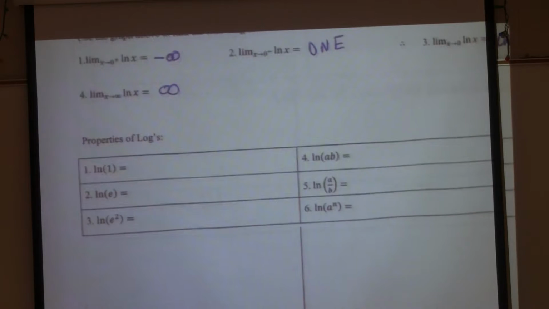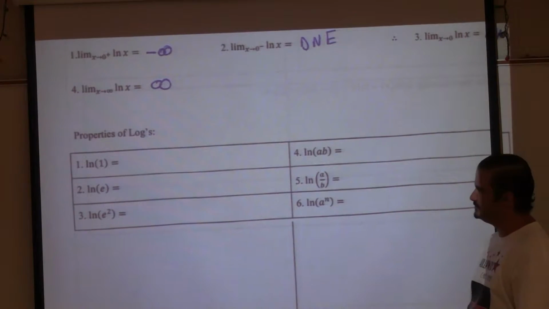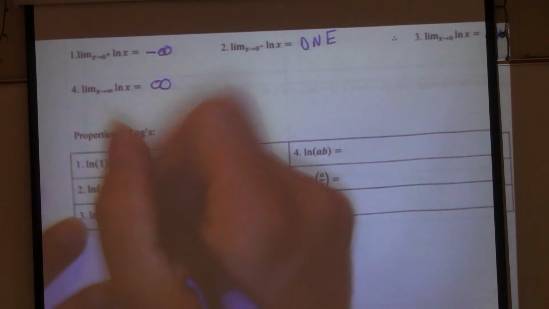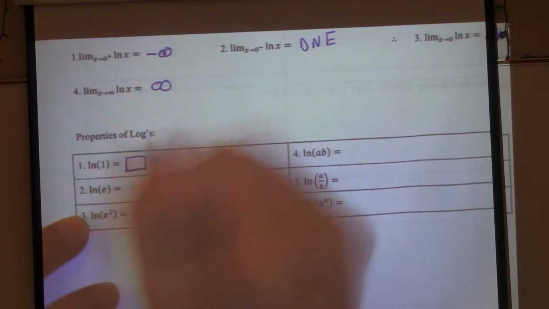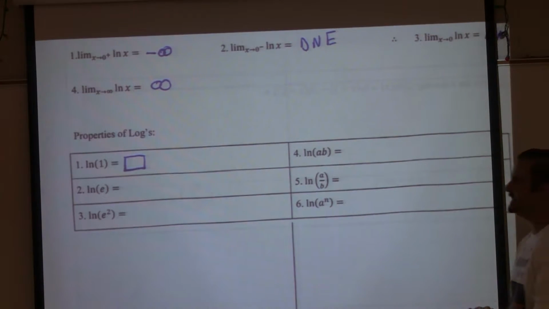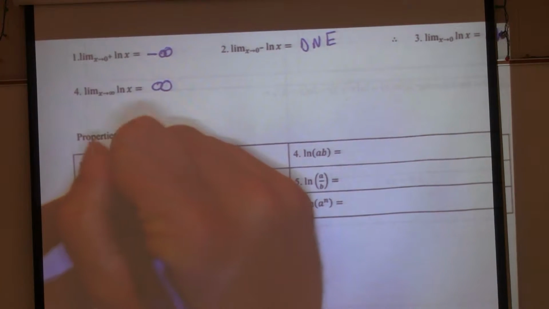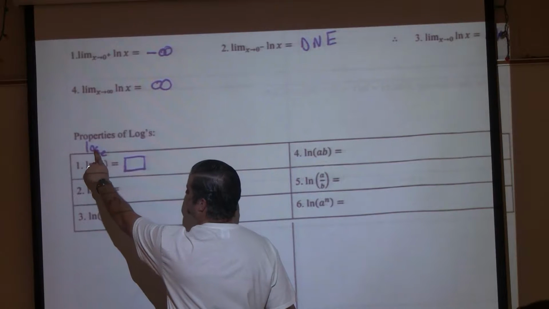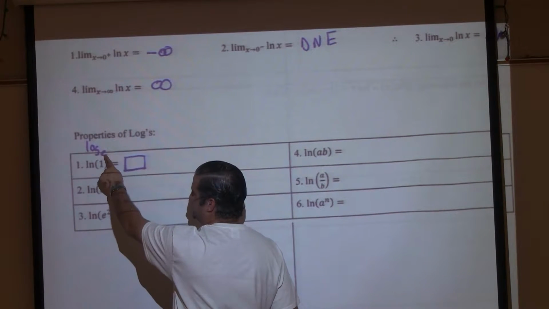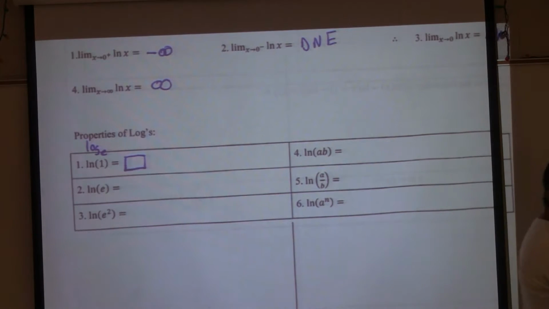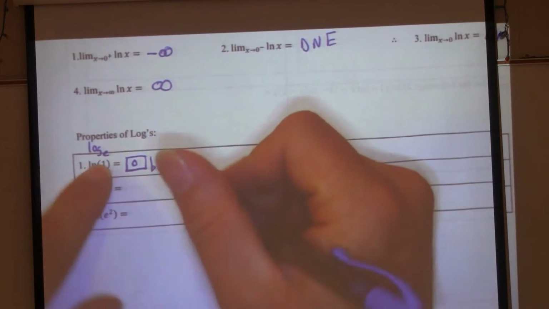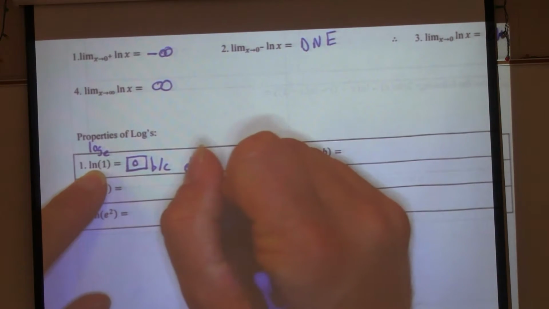Okay. Now let's get to the fun stuff, the properties of logs. Alright, so if I say ln of 1, I'm asking you to find the power of what? What is ln the same thing as? Log base e, right? So log base e is the same thing as ln. So I'm telling you to find the power of e that equals 1. So what's the power of e that equals 1? 0.